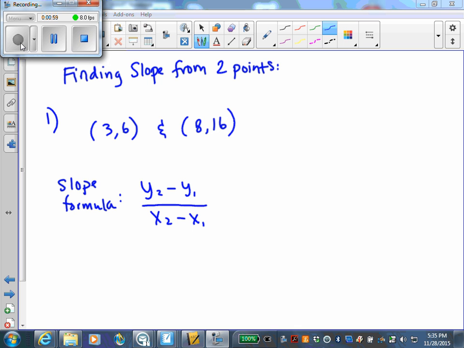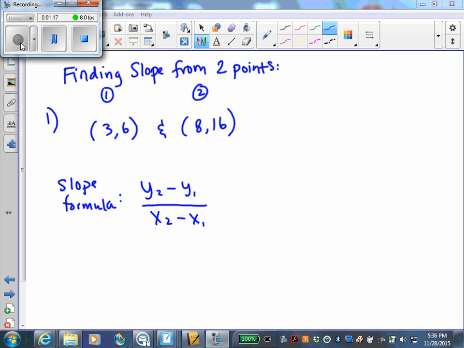So it really doesn't make a big difference which point we consider to be our first point, but I'm going to consider this (3, 6) to be our first point. So I'm going to label it with a 1 and my (8, 16) to be my second point. I could have reversed that and it would end up the same in the end, but let's do it that way.